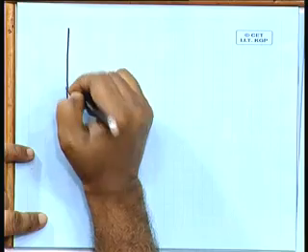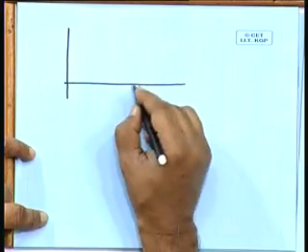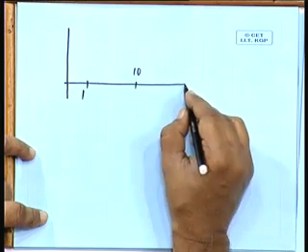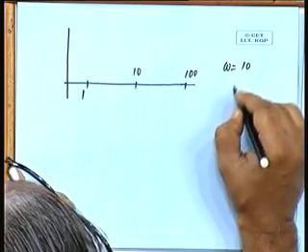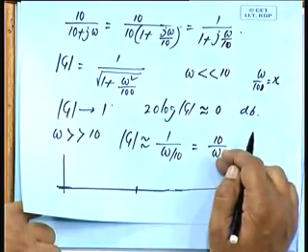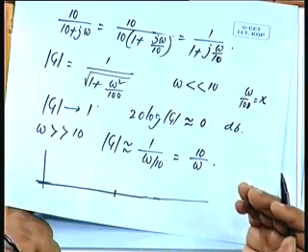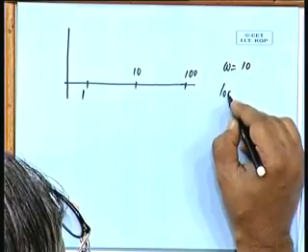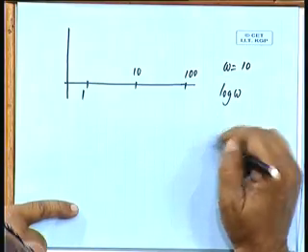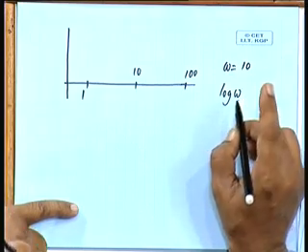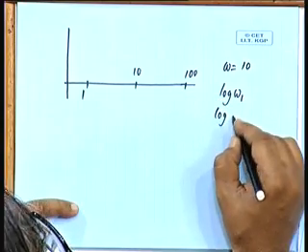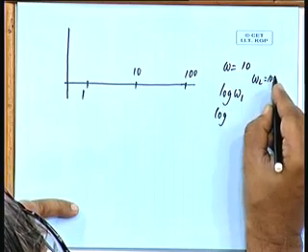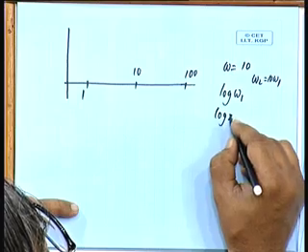So, let me draw it here fresh. Let this be 1, this be 10, this be 100 and so on. When omega equal to 10, omega by 10 is equal to 10 by omega is 1. So, log of 1 is 0. If I increase the frequency tenfold, say you take any quantity log of omega, and at omega equal to omega 1, say log of omega 1, and if I increase the frequency tenfold at some other frequency omega 2 equal to 10 times omega 1, what will be the value? Log of 10 omega 1.